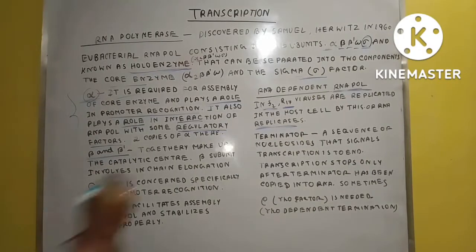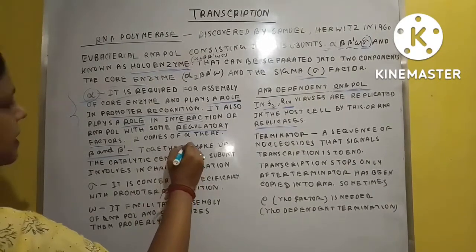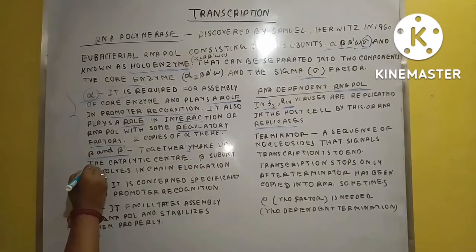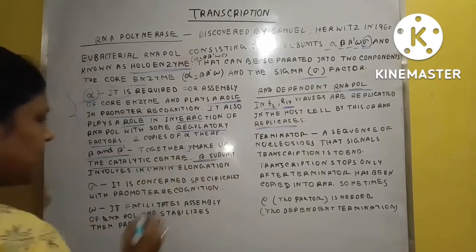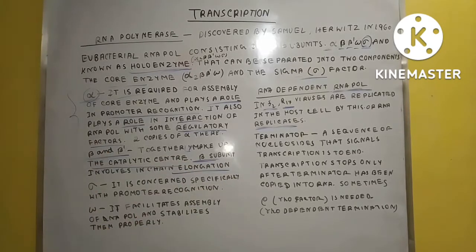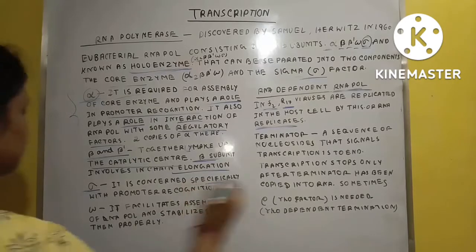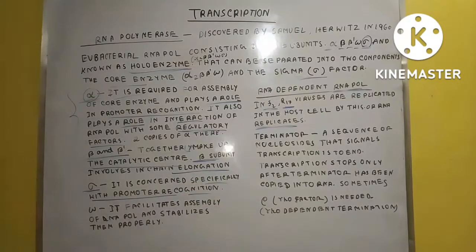Next, what is the role of the beta and the beta dash? Together they make up the catalytic center. You can say that it plays the catalytic activity, or it helps to speed up the transcription process. The beta subunit also helps in the elongation process. What is the role of the sigma factor? It is concerned specifically with promoter recognition.